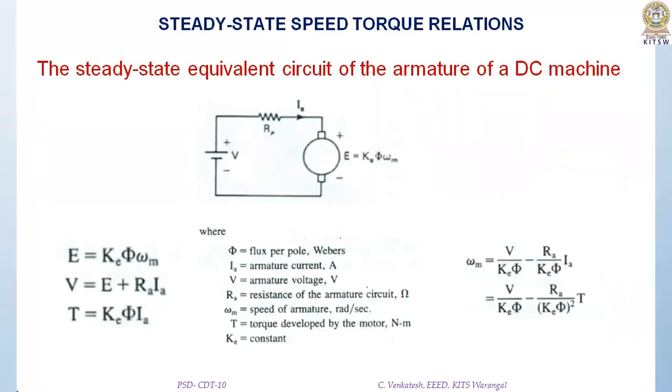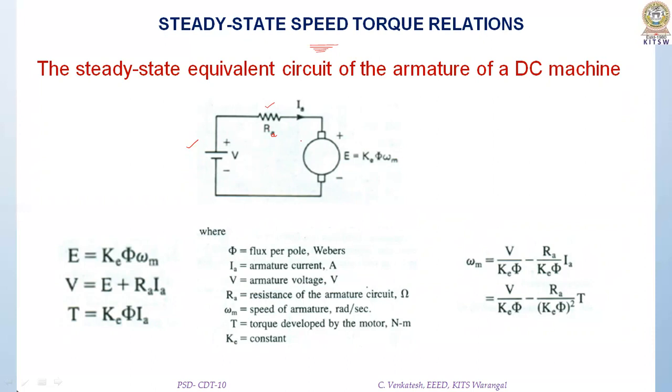So the steady state relations: what are the equations that guide the speed control or torque control of a DC motor? That we'll see. In general, for any type of motor, an armature is connected to a DC voltage, and there can be an external resistance connected between the armature and the supply to limit the current.